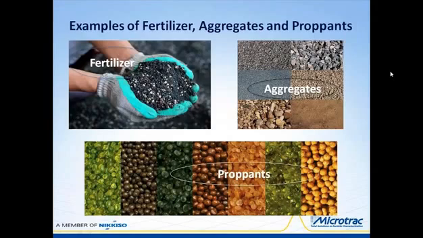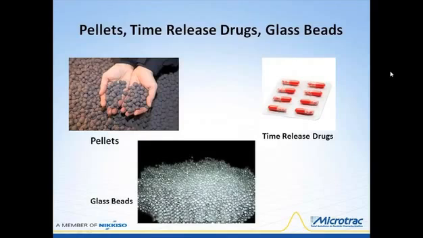Here we show a few sample types that benefit from shape characterization: granulized fertilizer, aggregates, and proppants. And 3 more here of iron ore pellets, time-release drugs, and glass beads.